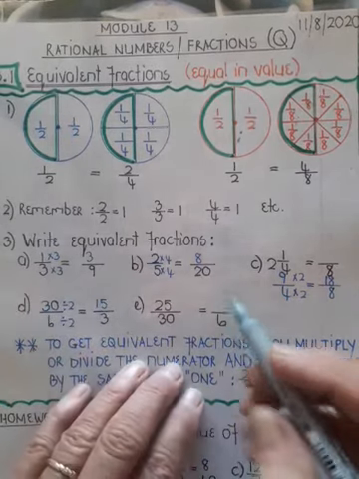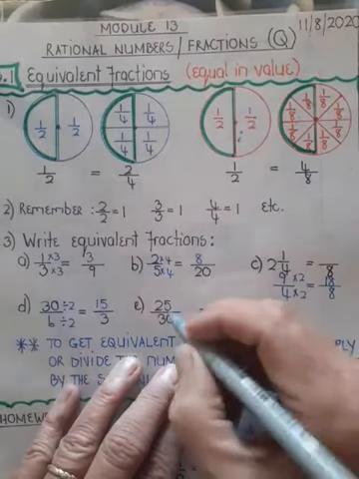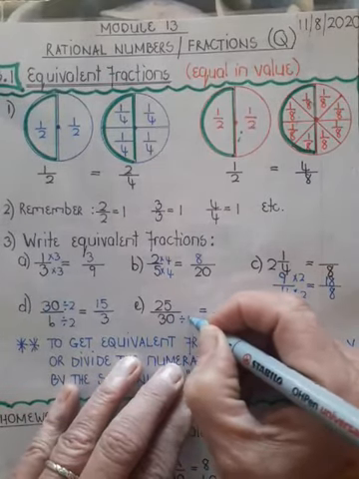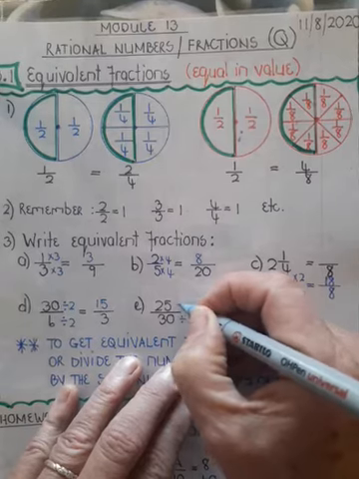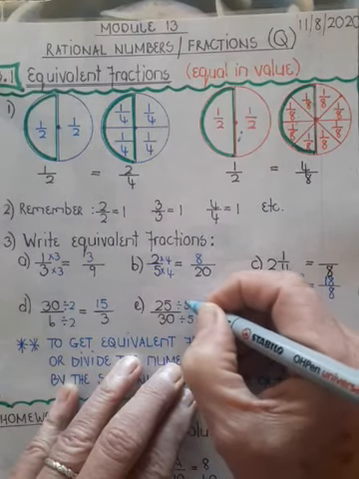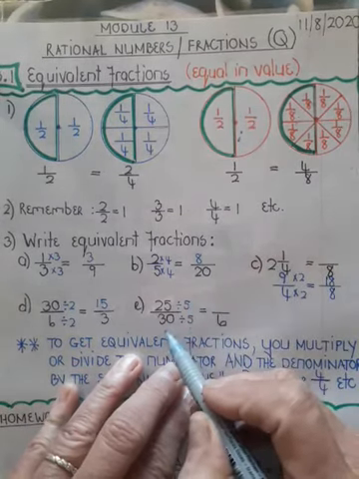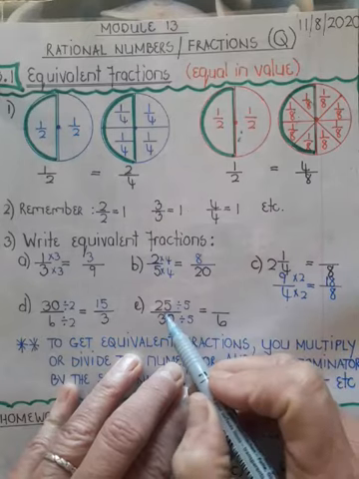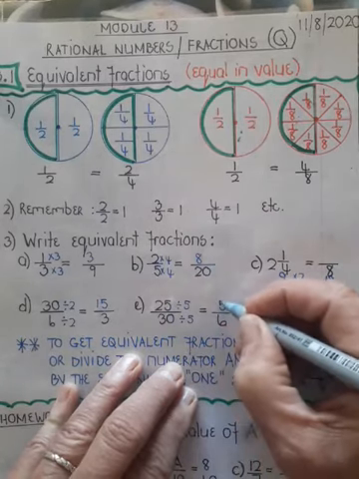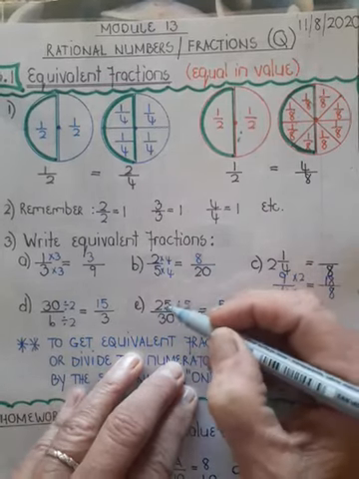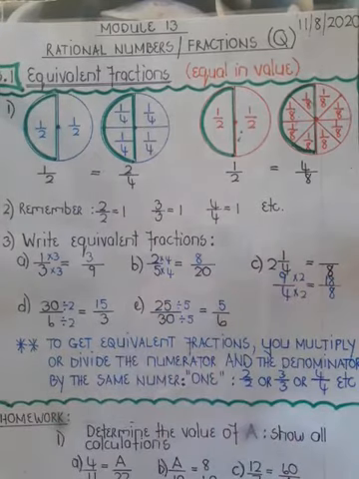Let's look at this one. 30 must change to 6. Divide with 5, as long as I do the same with the top part of the fraction. 30 divided by 5 gives me 6. This divided by 5 gives me 5. 5 on 6 is exactly the same as 25 on 30.